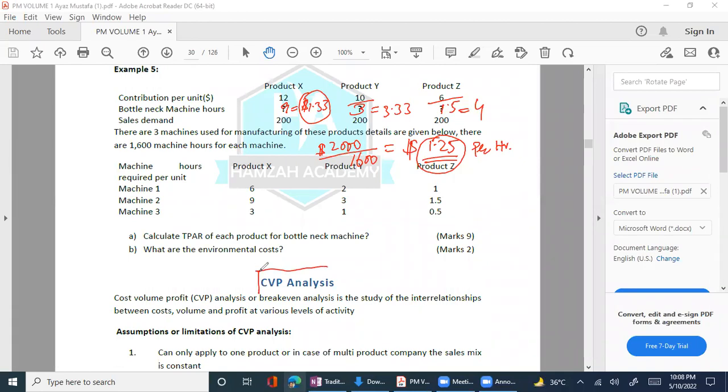Okay, before moving to CVP analysis, let's go to the practice kit. You can take a 5-minute break. Meanwhile, I will open the practice kit. Then after that, if we have time, we will move to CVP analysis.